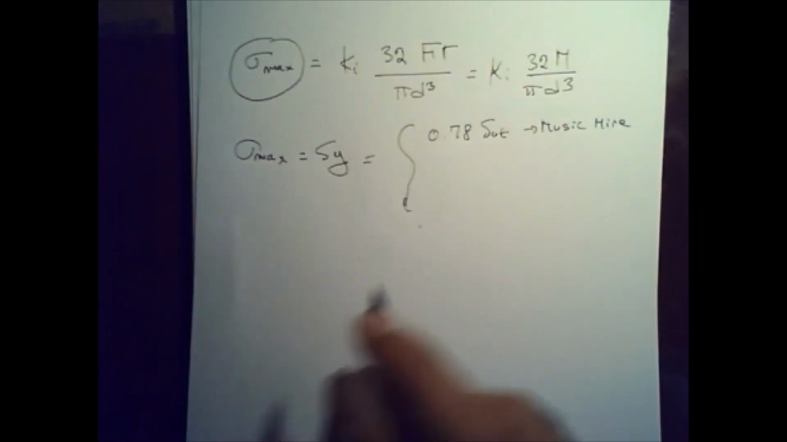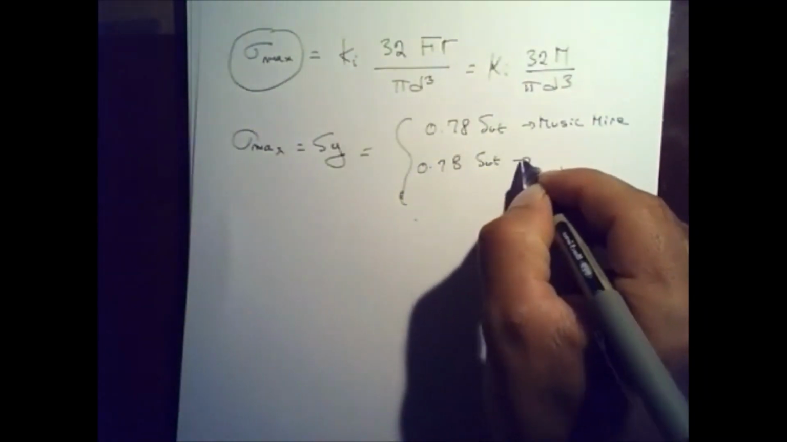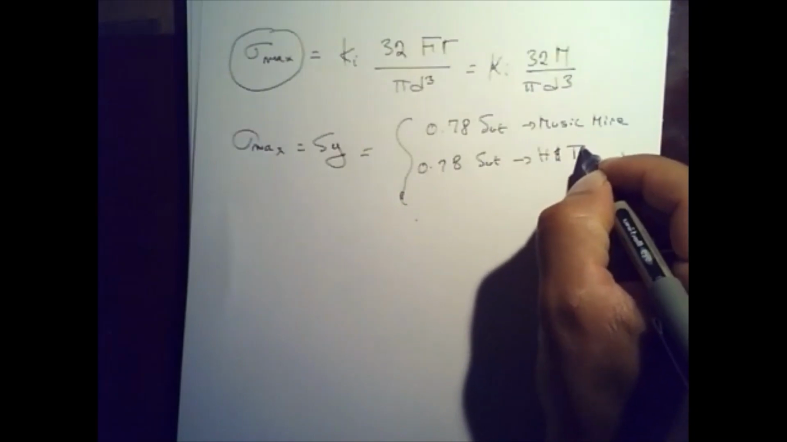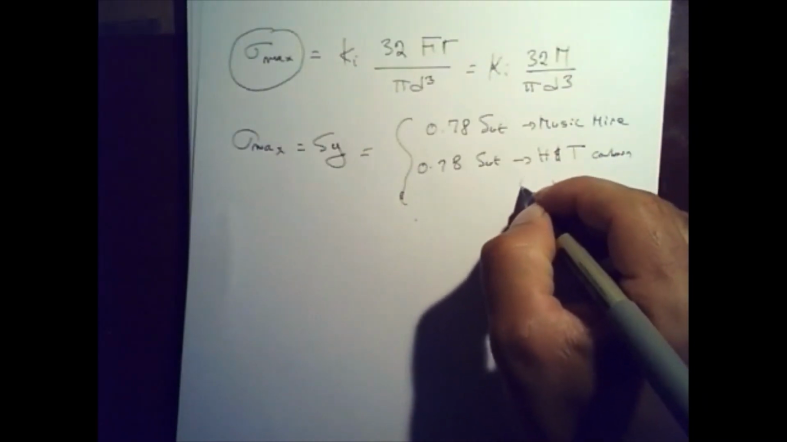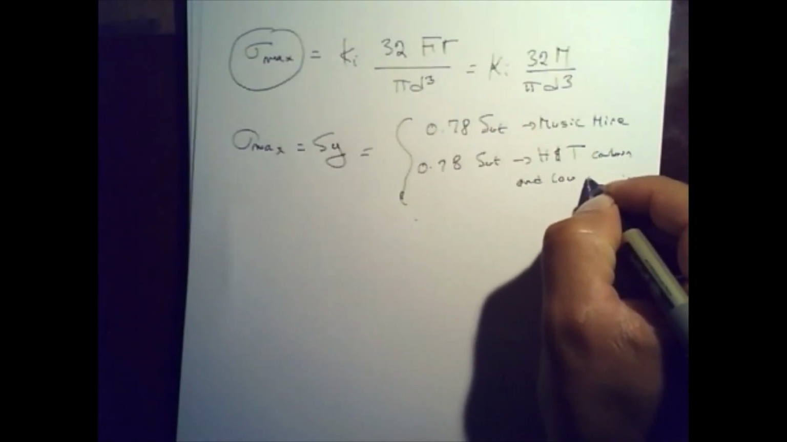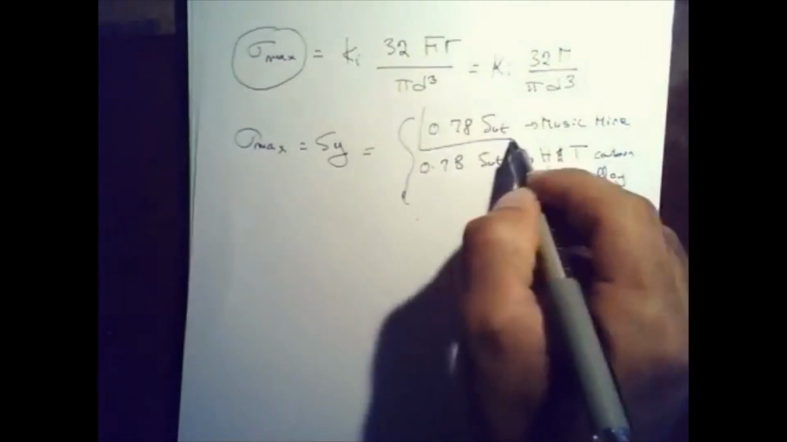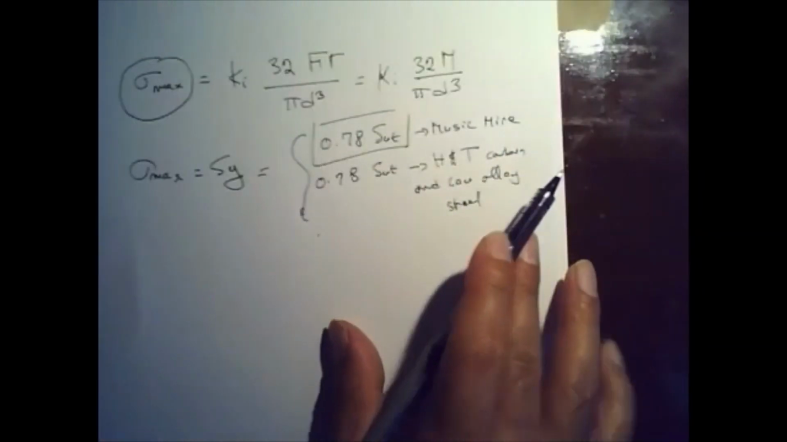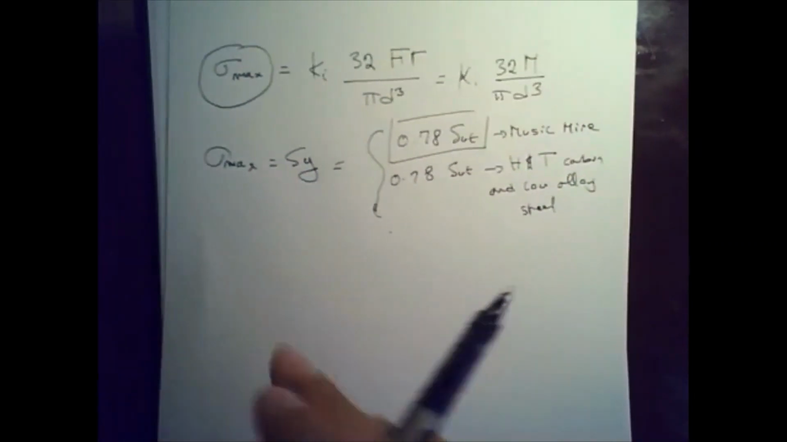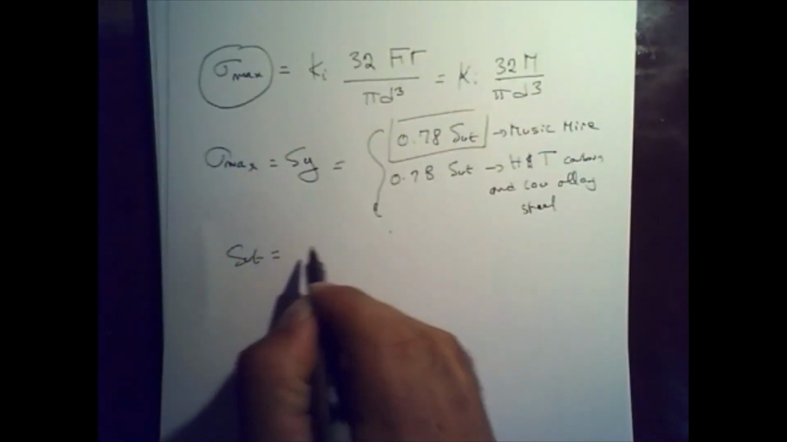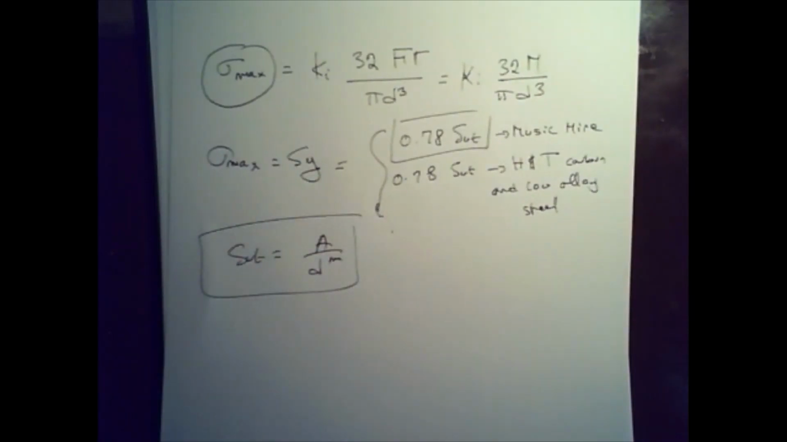And if it was hardened and tempered carbon steel, it's going to be equal to 0.78 SUT for a hardened and tempered carbon and low alloy. So that is a table for these low alloy steel. In our case, mainly we're going to be dealing with this guy, and you guys know how to solve this, right? You guys know how to get SUT. SUT for a music wire is going to be equal to A d to the power m, right? And that is a lookup table for this.